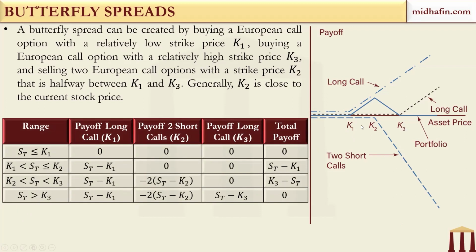So your expectation was that the fluctuation will be within K1 and K3, not beyond that. If it goes beyond that, payoff is naturally 0 on both sides. But if it stays between these two, then there is some positive payoff. If the asset price is between K1 and K2, the payoff is ST minus K1. And if the asset price is between K2 and K3, the payoff is K3 minus ST. So that's how these things work.